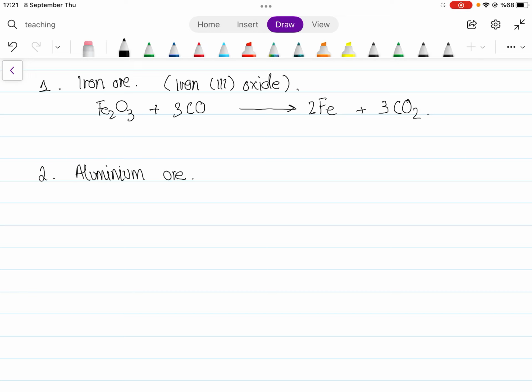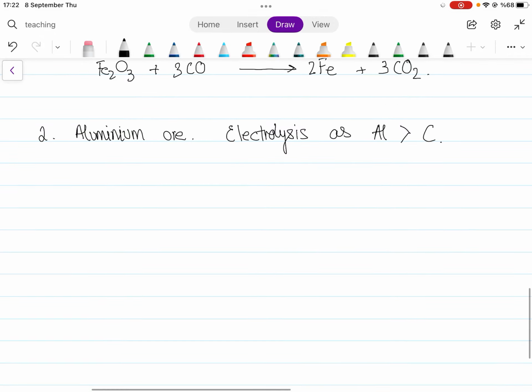So this is mainly aluminium oxide. Aluminium is more reactive than carbon. So this time we would need electrolysis, as aluminium is more reactive than carbon, so carbon cannot kick this out.